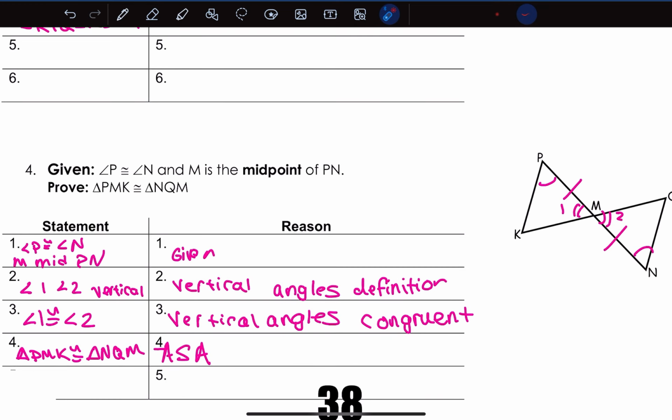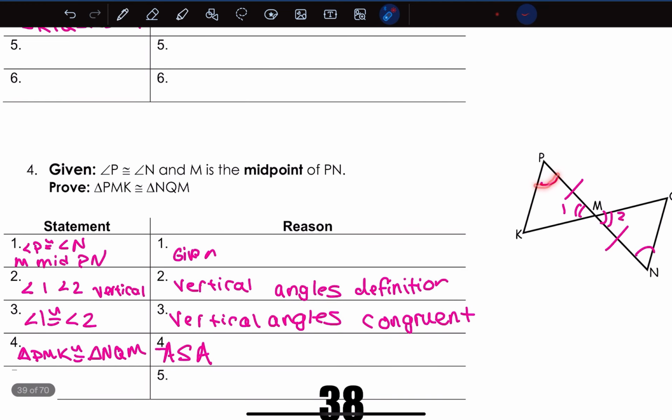And then the last one on this page, angle P is congruent to angle N. Even before reading the rest of the givens, I see vertical angles here, so I know that's going to be a part of my proof. And M is the midpoint of PN. So I know that I have congruent segments that I'll have to declare. So then I'm going to have an angle, a side, and an angle all sandwiched. So I'm going to use angle, side, angle.